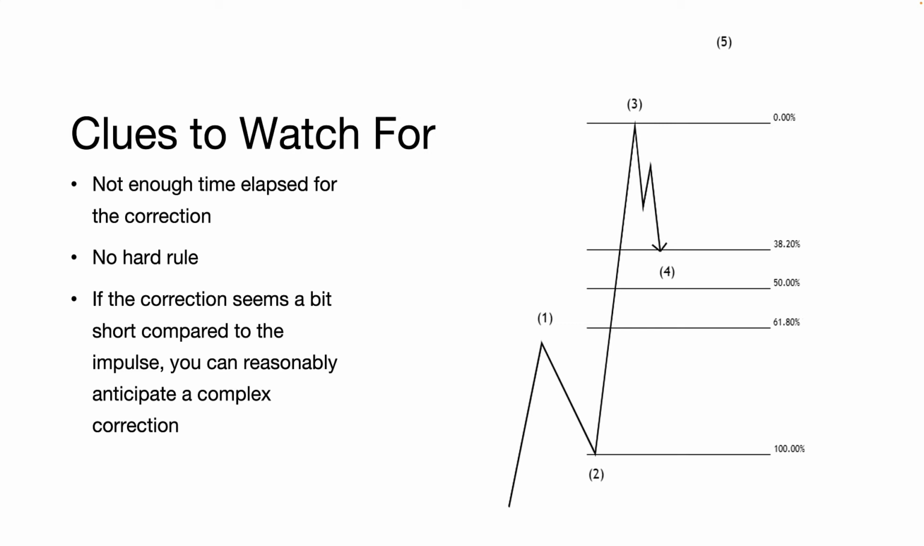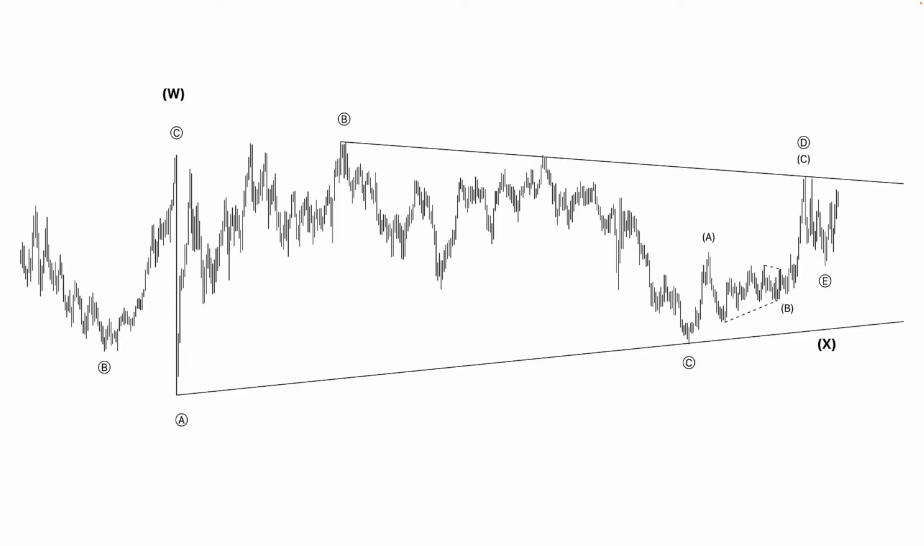So if wave 2, let's say, took 21 days to complete, pretty much 3 weeks, and wave 4 looks like it's over after only 5 days, you can reasonably anticipate a complex correction to take place to last at least 21 days. So that's not a hard rule, but it is a very solid guideline to keep in mind.